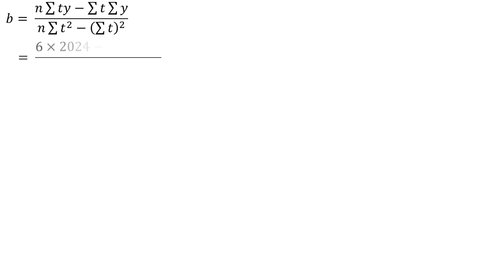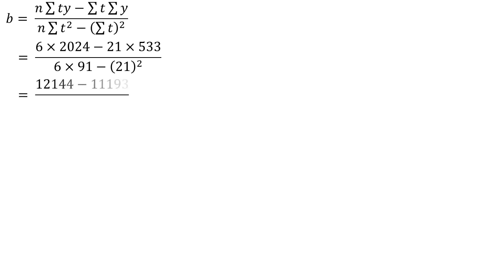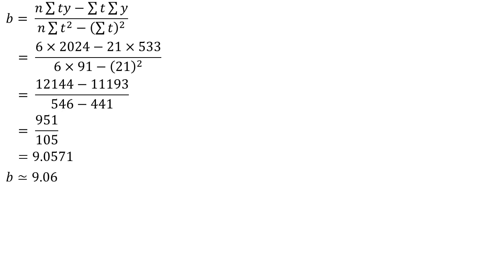We will start with the B, n summation ty minus summation t summation y upon n summation t square minus summation t the whole square. We will put the values into our equation from the columns total, and once we put the values, we have to multiply these values according to signs, and then subtract them, divide them to get B equal to approximately 9.06. Now we will put this value of B into our equation of A, y bar minus B T bar.